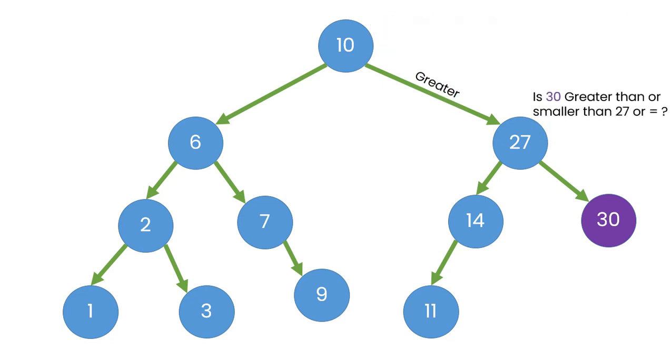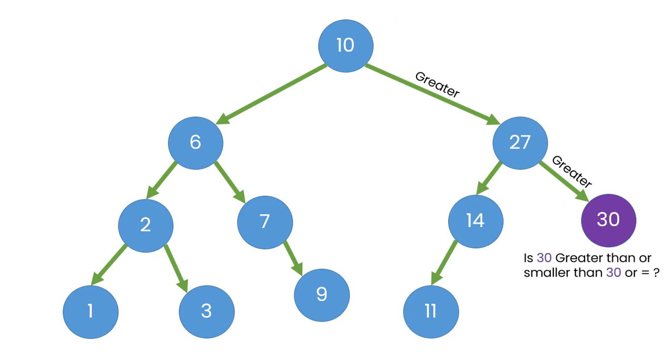Now we ask the same question to node 27. Is 30 greater than or smaller than 27? It's greater, so now we move right. We have found our element 30. So what should we do after we have found our element?